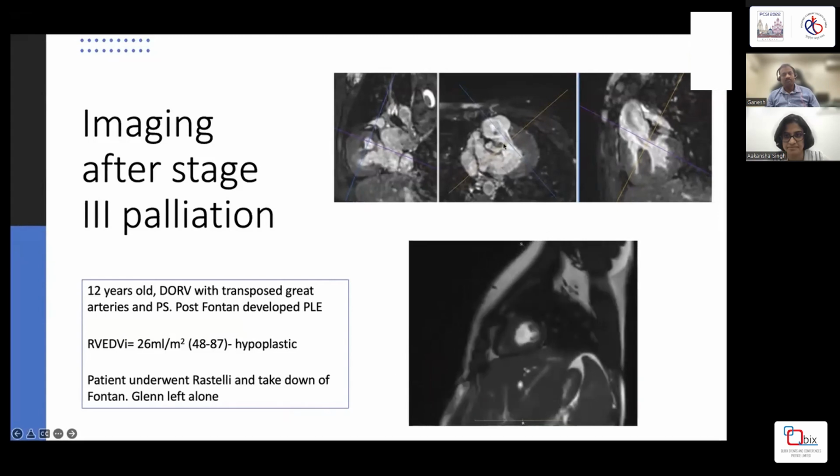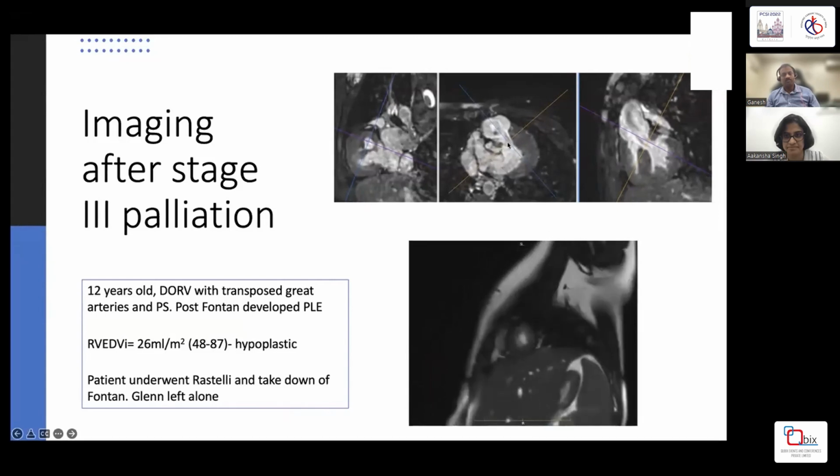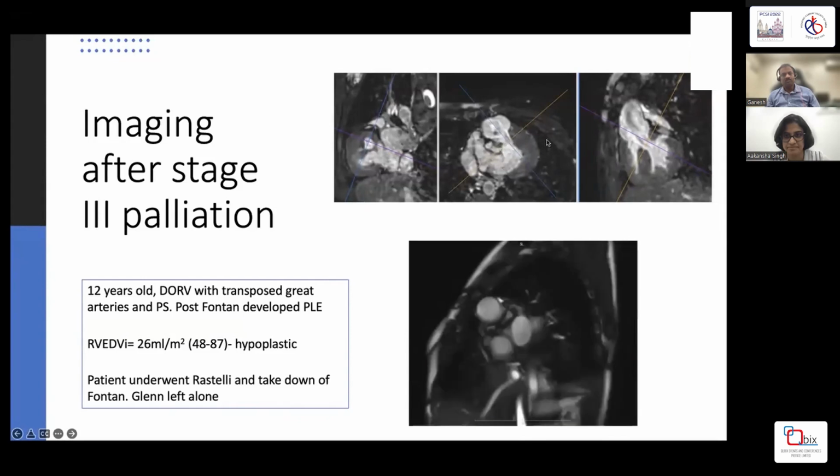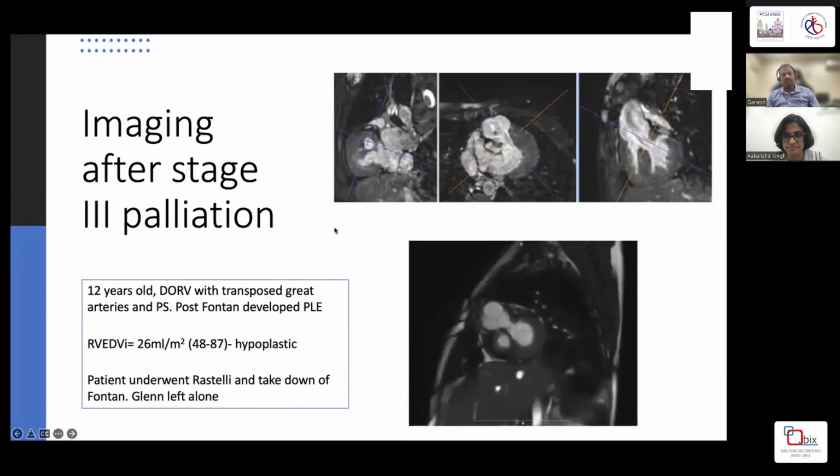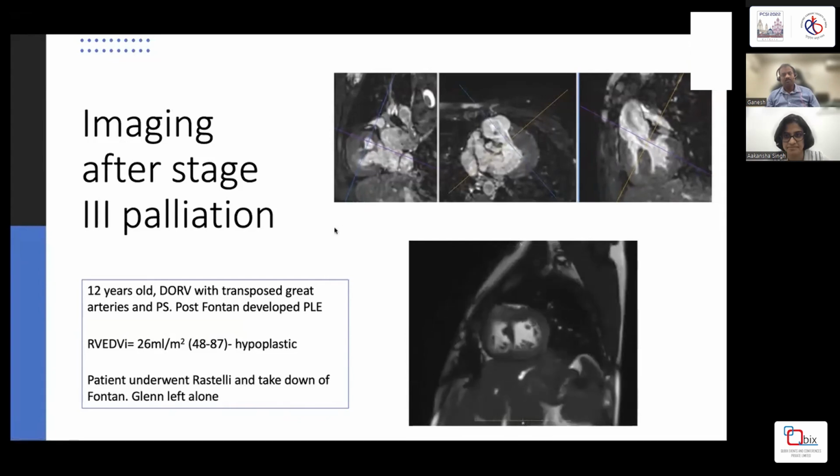So you can see the 3D balanced SSFP multiplanar reconstruction. The VSD was slightly on the smaller side, and hence the Rastelli was performed with the enlargement of the VSD. And at follow-up, this patient's PLE reversed.